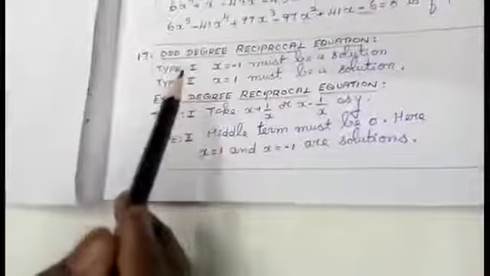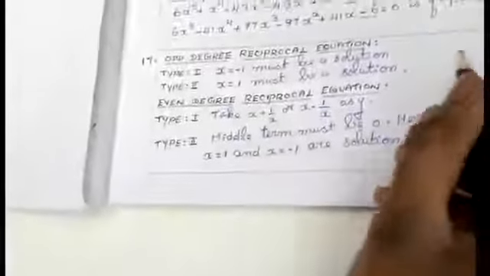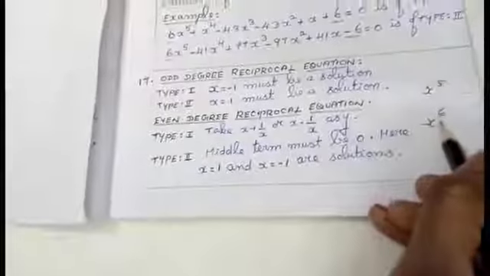Reciprocal equations can be of odd degree or even degree. Odd degree, even degree is nothing but, students, if an equation starts with x to the power 5, it is odd. If an equation starts with x to the power 6, it is even, that's all. Type 1, type 2, now only I told you what the difference is.